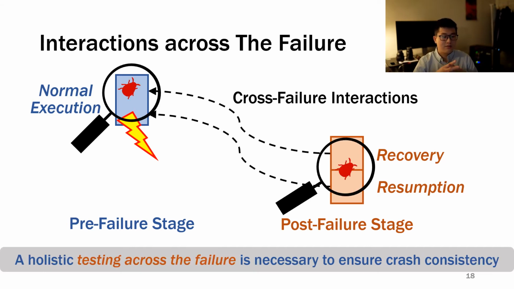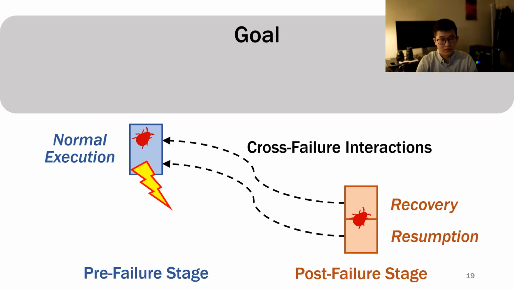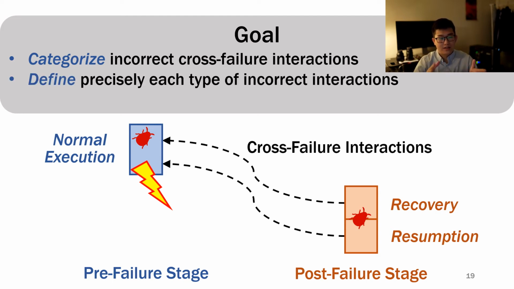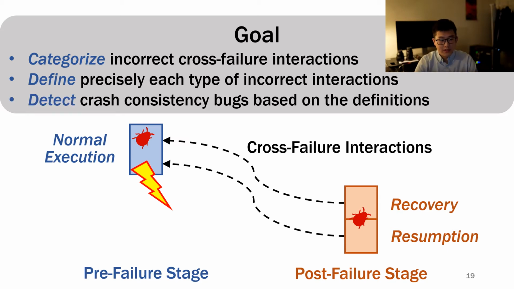So there's a need to holistically detect bugs across both stages. If one stage is incorrect, then the whole program cannot recover properly because they are equally important. Given this idea, the goals of this work are the following three. First, we want to categorize incorrect interactions across failure. Then, given this categorization, we want to precisely define each type of incorrect interaction. And finally, we want to implement a tool to detect such incorrect interactions so that we can find crash-consistency bugs and make the program recoverable.